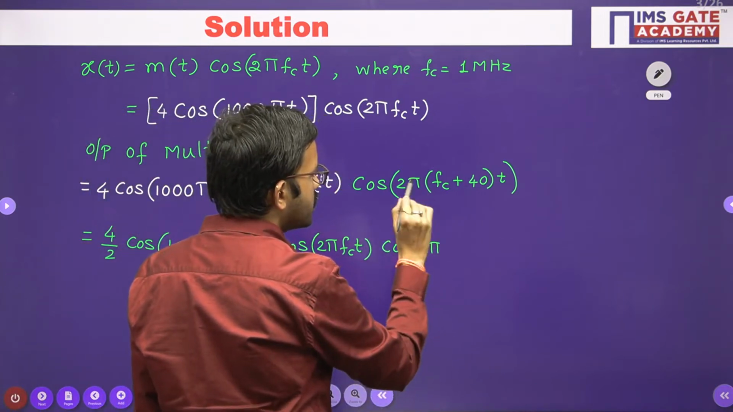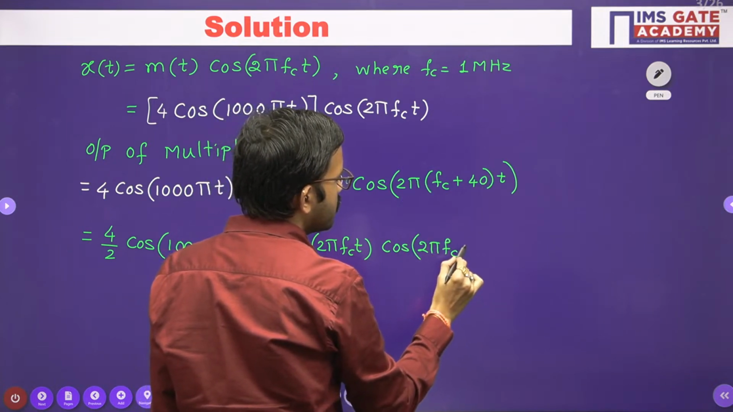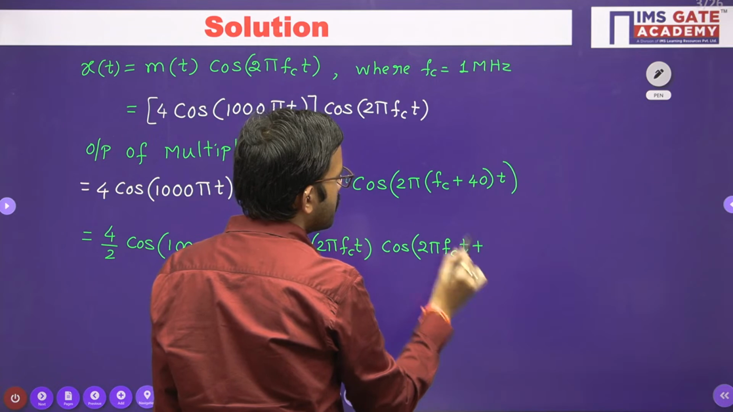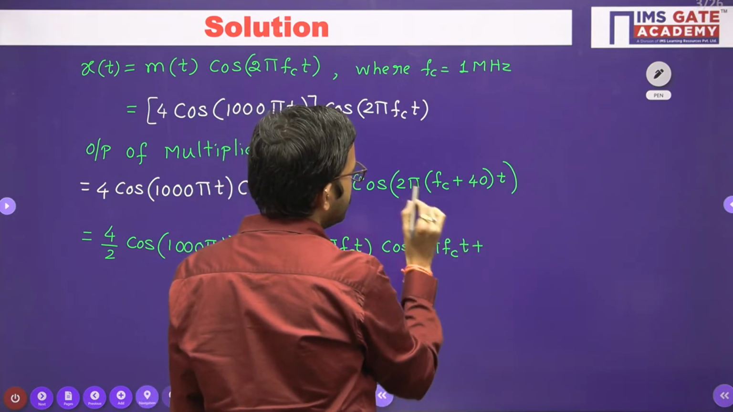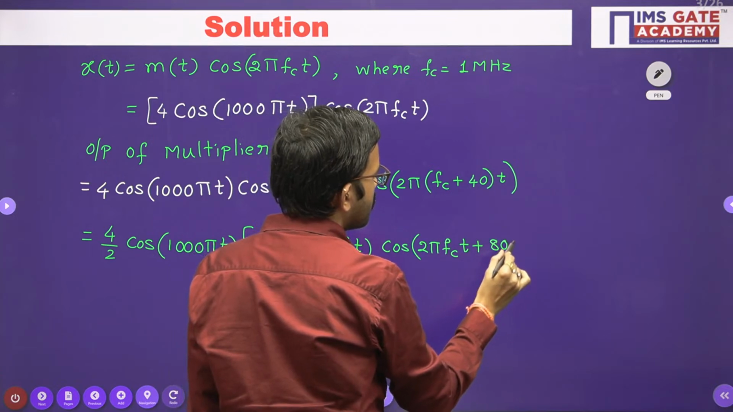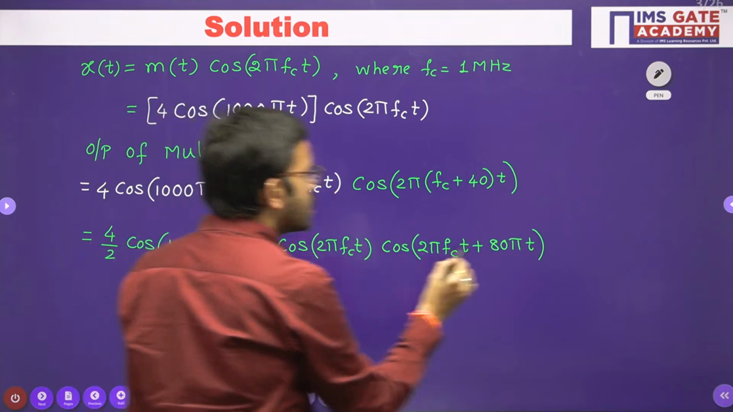So here I am just multiplying 2 pi with both the terms. That means you will get 2 pi fc t plus 2 pi into 40t, that is nothing but 80 pi t. Okay, 2 cos A cos B.